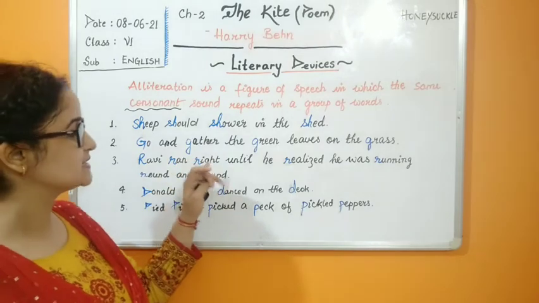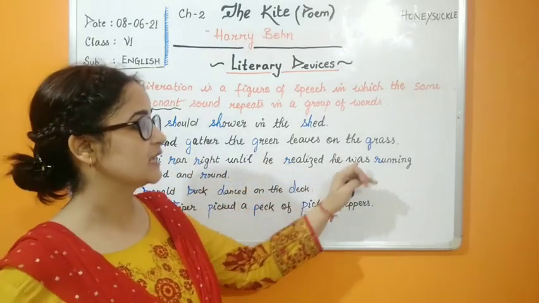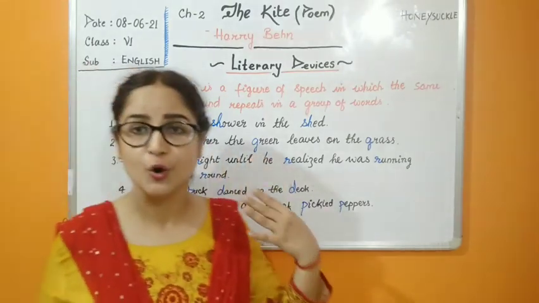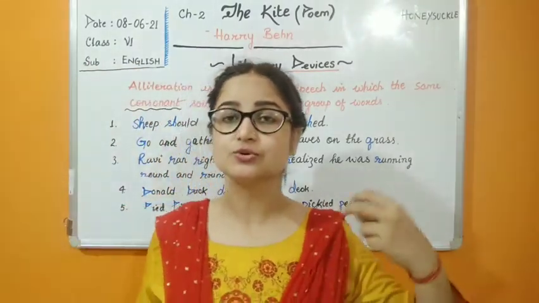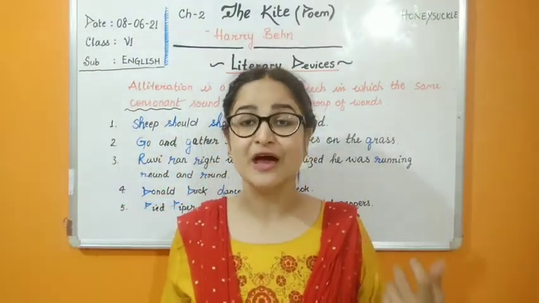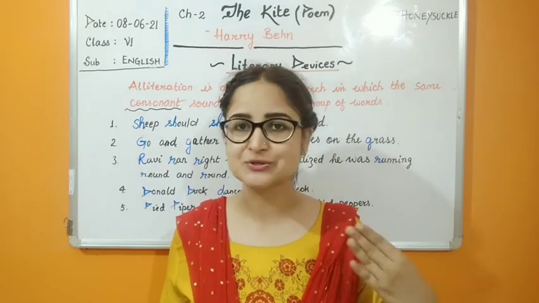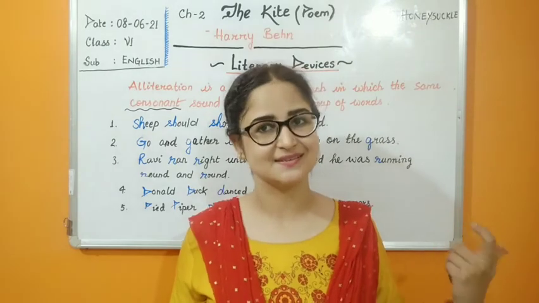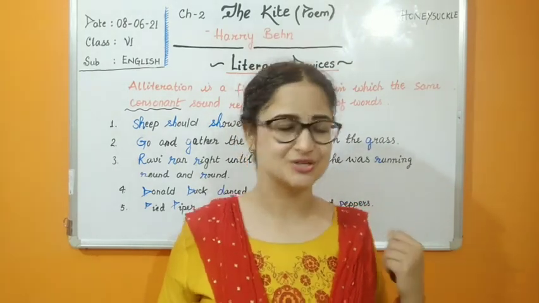Ravi ran right until he realized he was running round and round. So, you see here, the r sound is being repeated. So this is also an example of alliteration. And R is not a vowel sound, it's a consonant sound. That's why this is an example of alliteration.